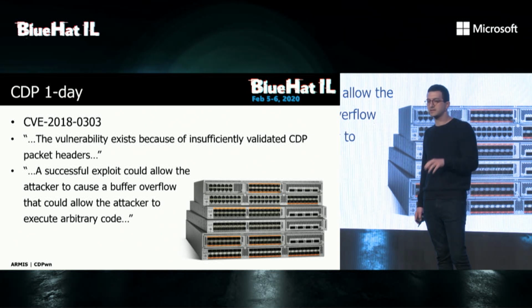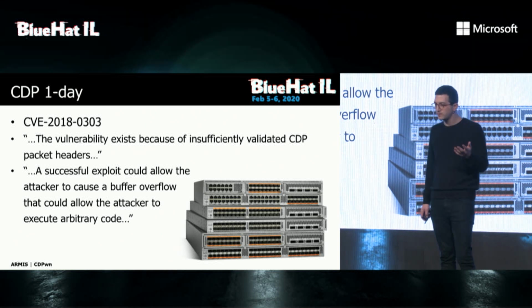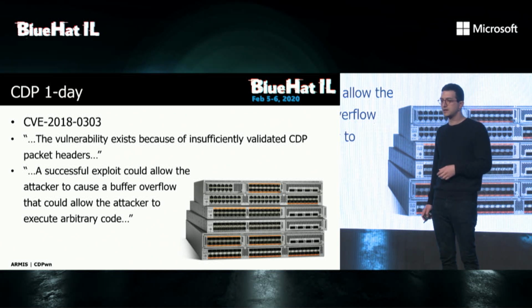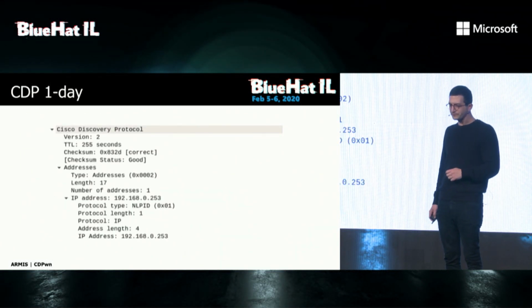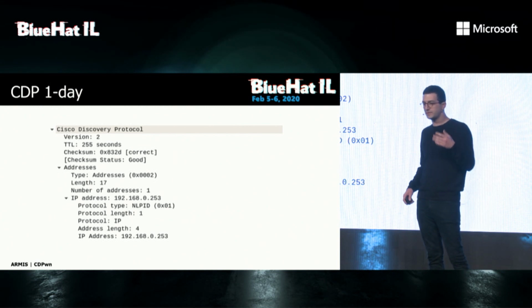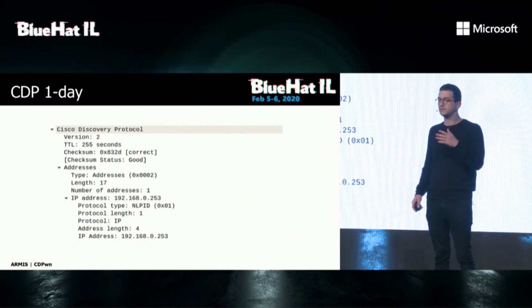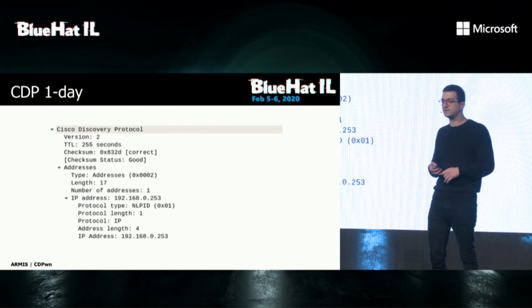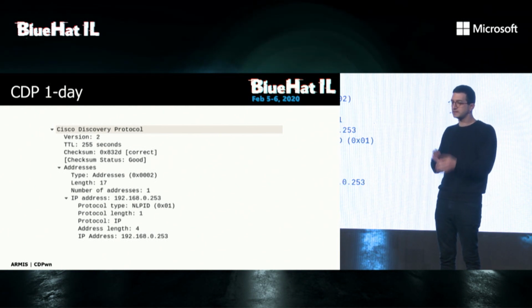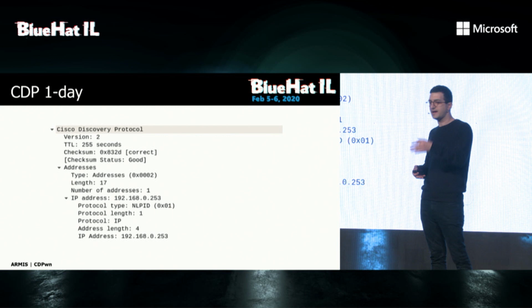It said a successive exploit could allow the attacker to cause a buffer overflow that could lead to remote execution. So that sounded good. And actually, the vulnerability, we did the same process. We did the patch diffing. We narrowed down on the parsing of TLVs. And one of the more complex TLVs in which we actually found the bug was the addresses TLV.